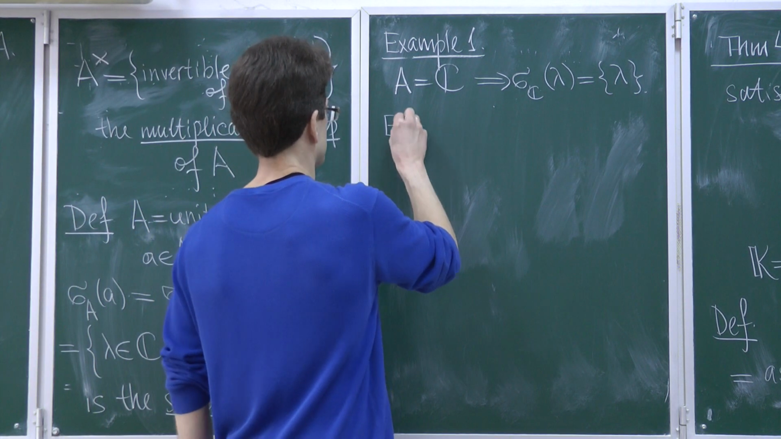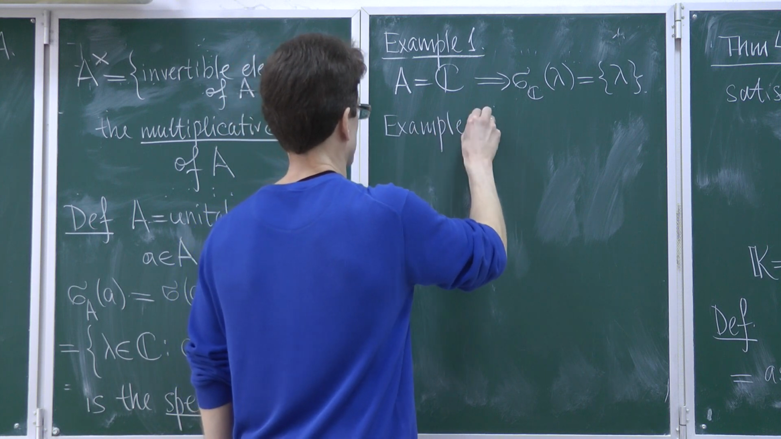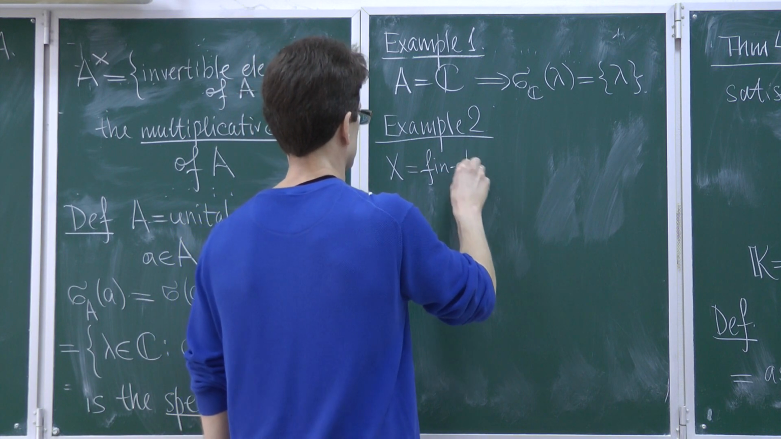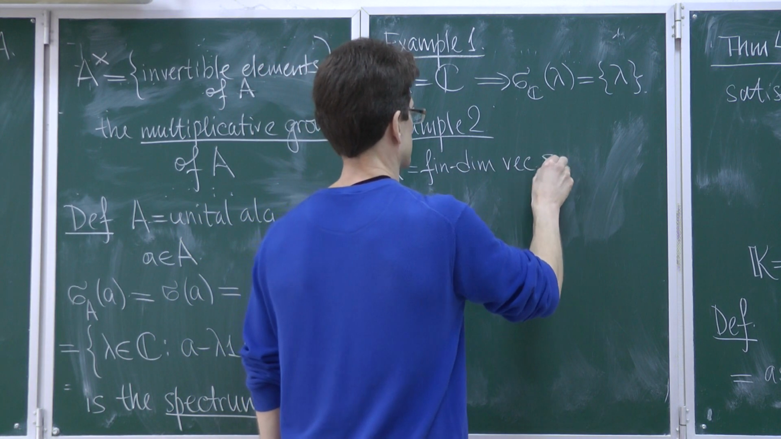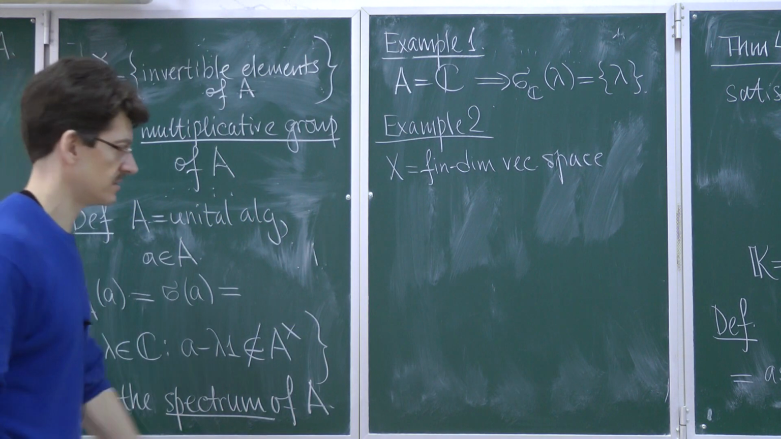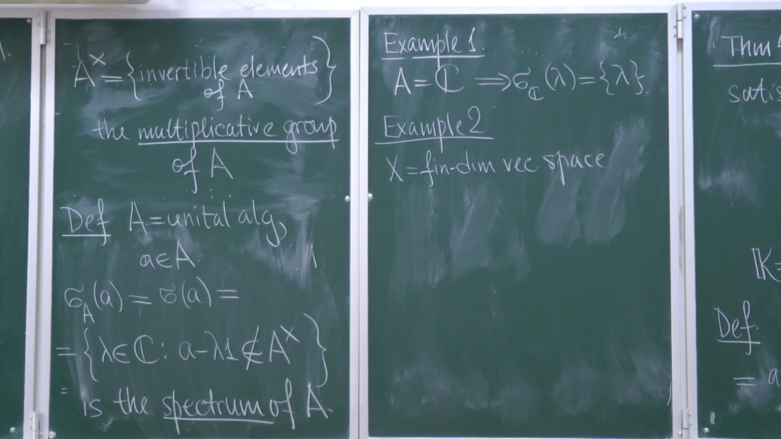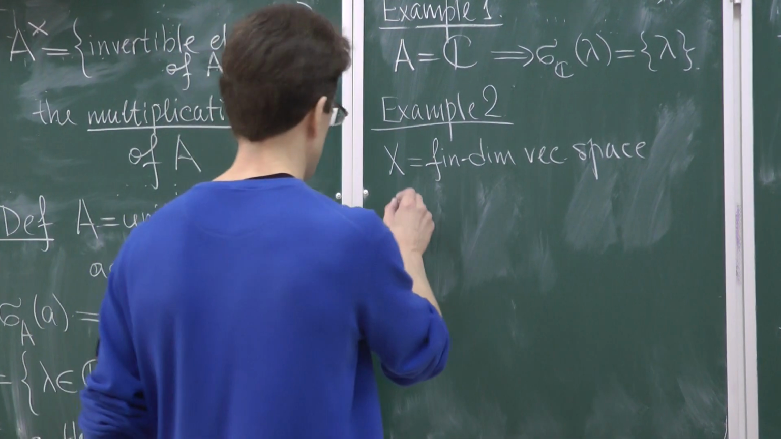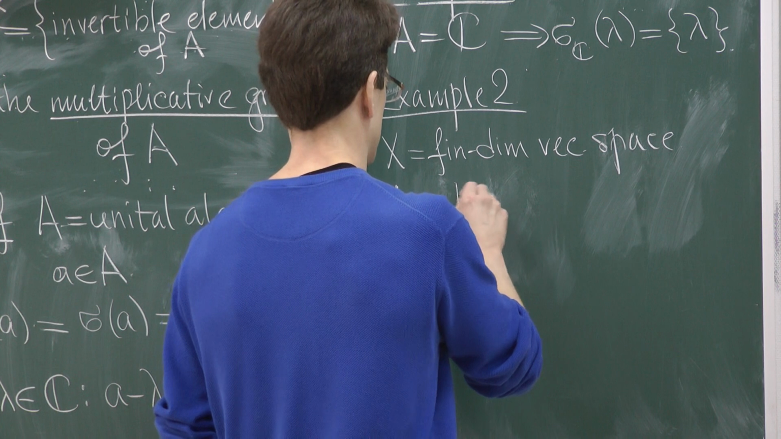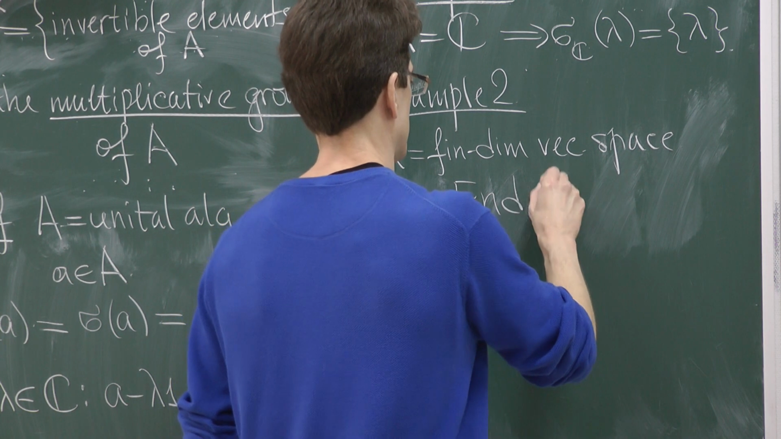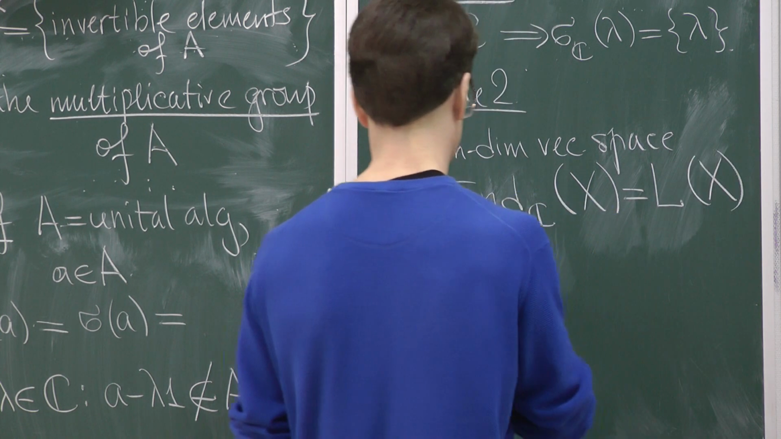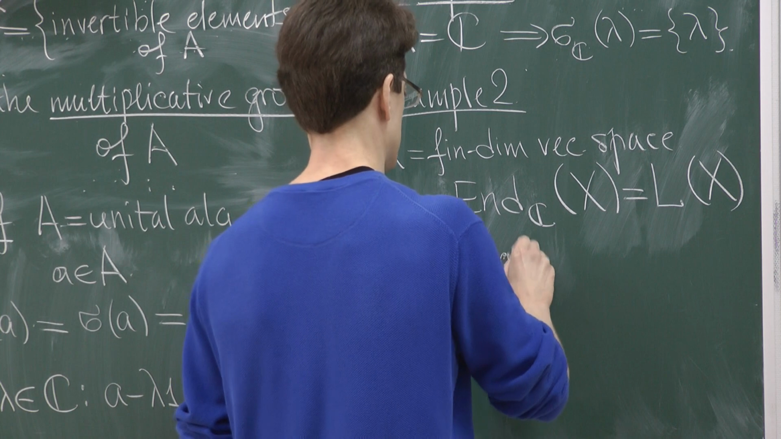Example 2. This is something more interesting. Suppose that X is a finite dimensional vector space. This assumption of finite dimension is essential. And so let A be the algebra of all linear operators on X. Let's denote it simply by L of X, the algebra of linear operators.